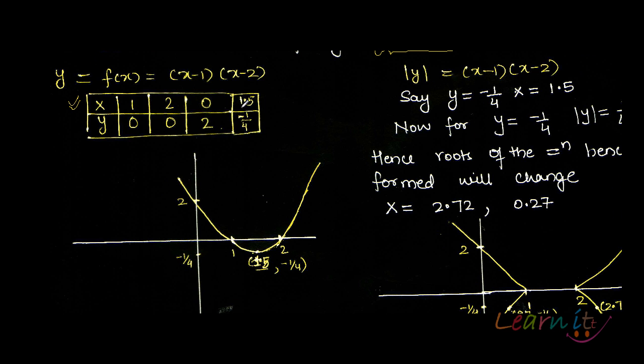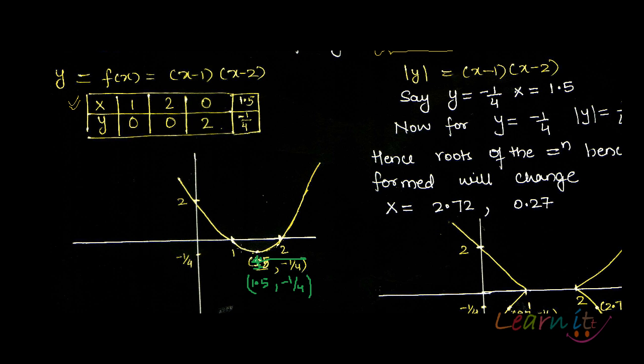Let me take one point somewhere in between also: x equals 1.5. When x is 1.5, y comes out to be minus 1 by 4. So you have certain negative y's coming.